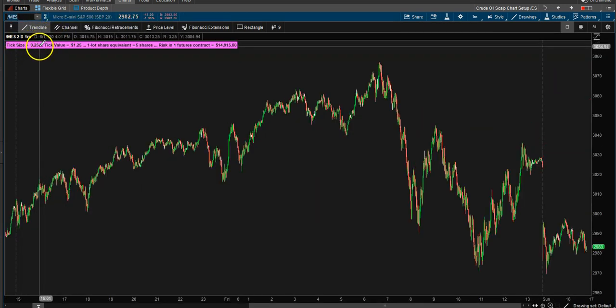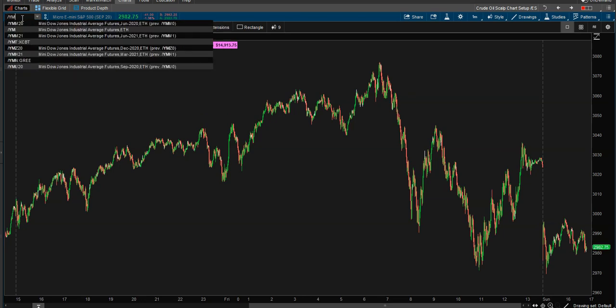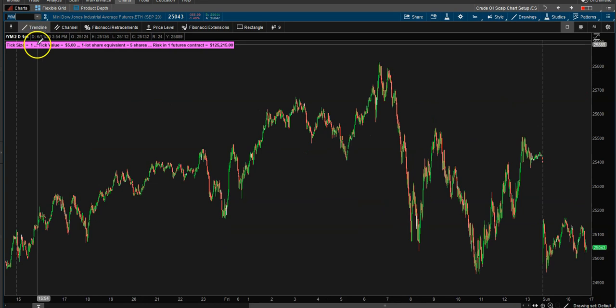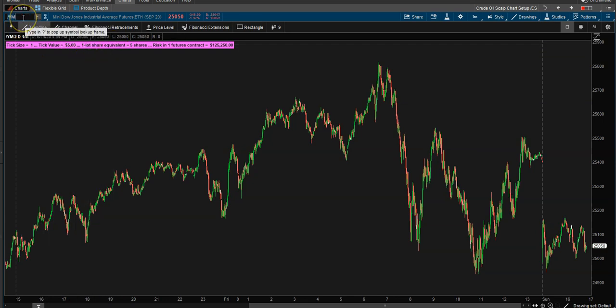So let's type in /MES, right? Tick size 0.25, so it moves in quarters, right? Tick value is $1.25. One lot is equivalent to 5 shares, right? If it went to zero, $14,000, and so on. Let's look at /YM. This is the Dow futures. Tick value $5, right? Tick size is 1, so every 1 point move, so 50 to 53, right? Tick value is $5, and so on.